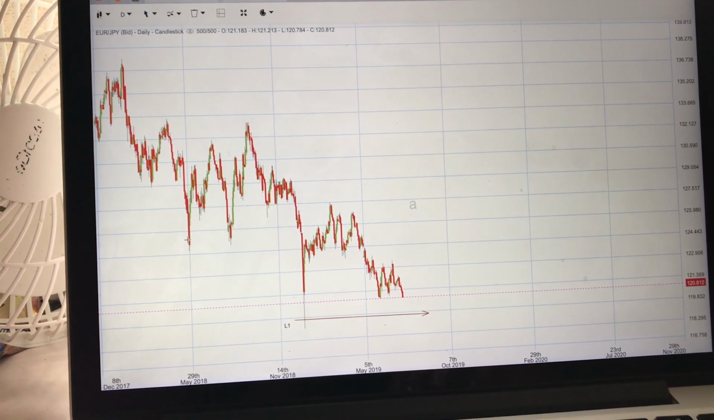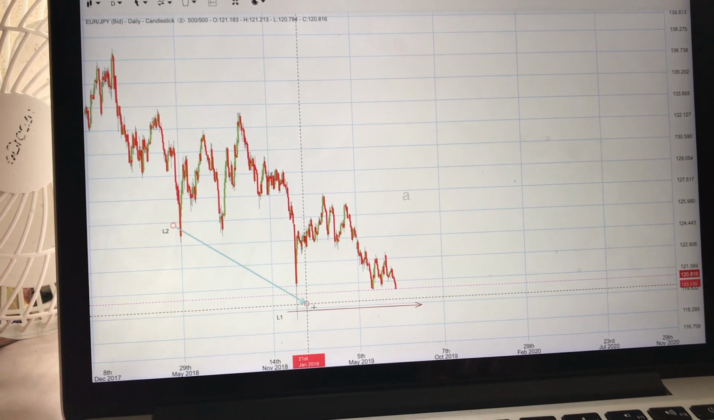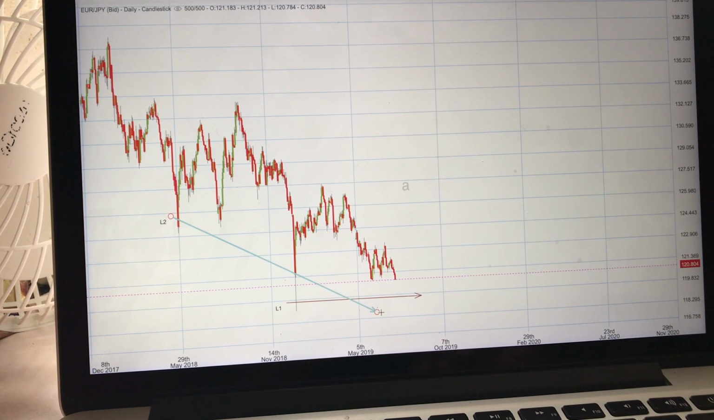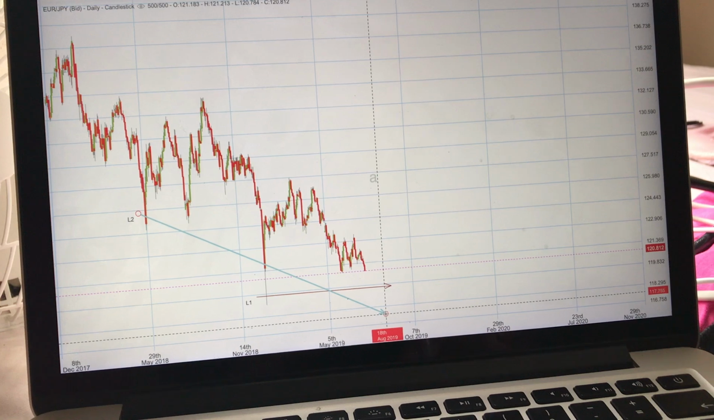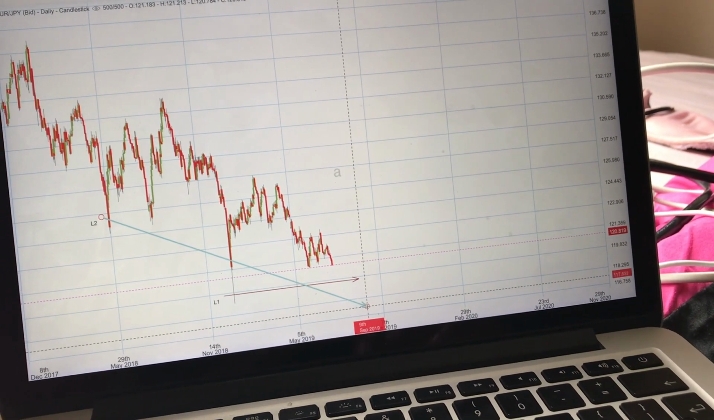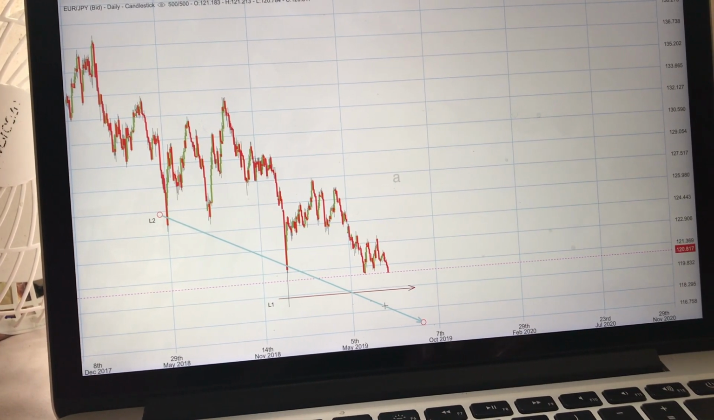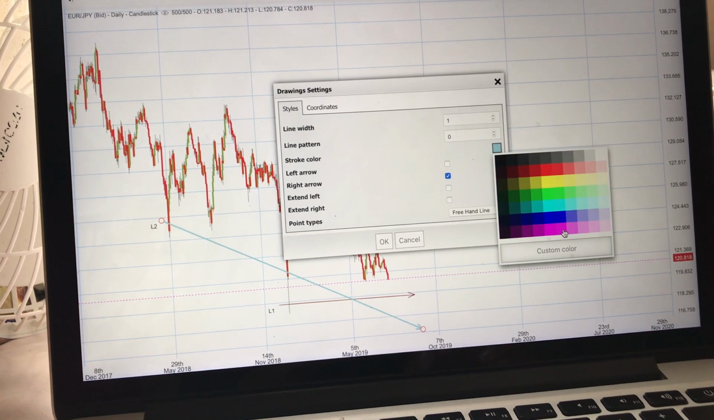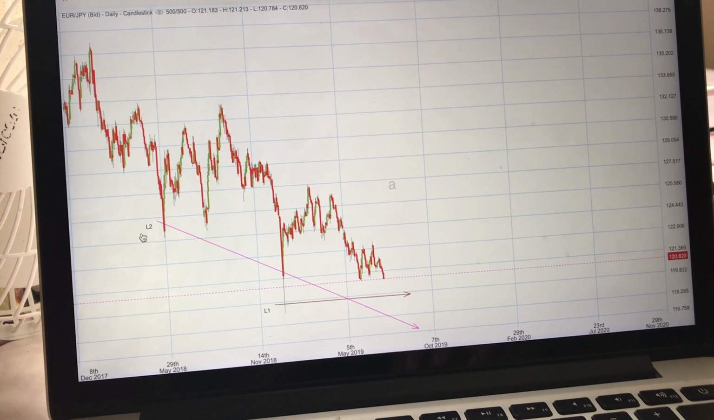So, I'm thinking this is a daily chart, by the way. It reached down here, innit? So, I'm thinking it might go there. Something along those lines. You know what I'm saying? Let's just change the colour. Let's change it to purple. Yeah, so that's what I'm thinking.